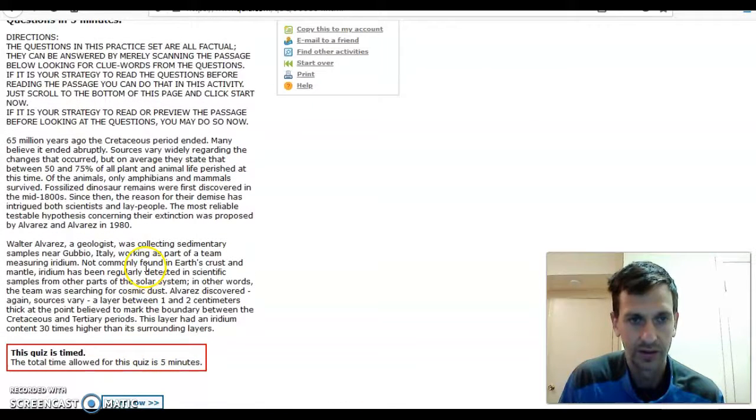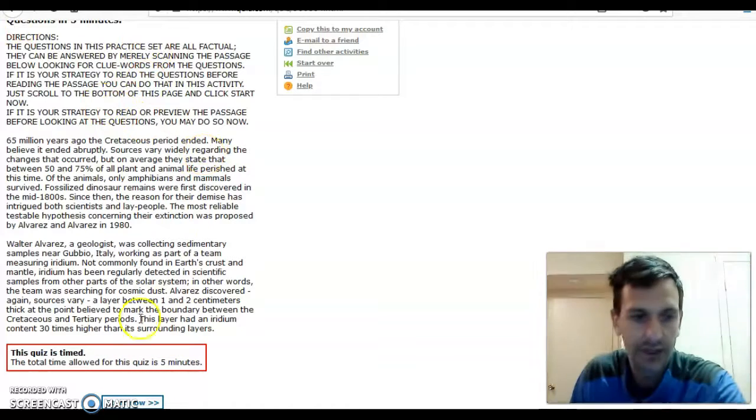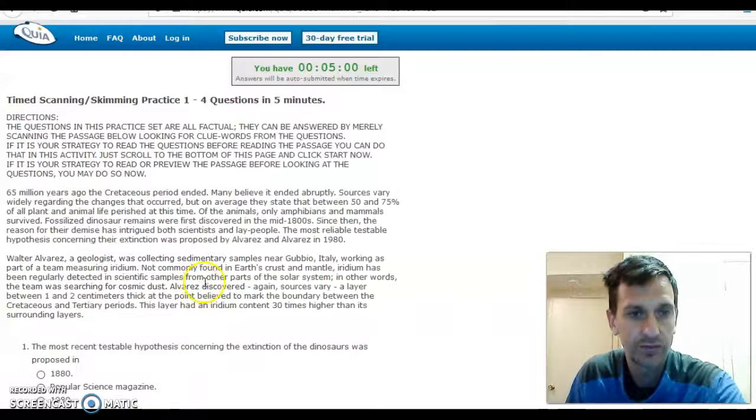So, if we're skimming, we're just looking over. If we're scanning, we're primarily looking for one word. Skimming, we're getting the gist of the idea. Scanning, we're just getting one or two elements. So let's start this quiz right now.